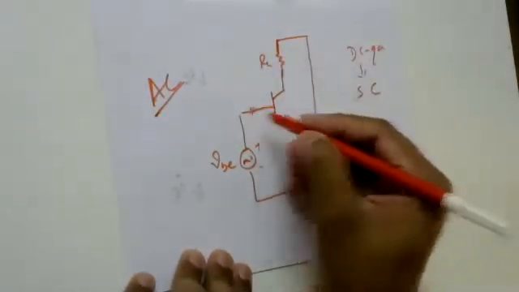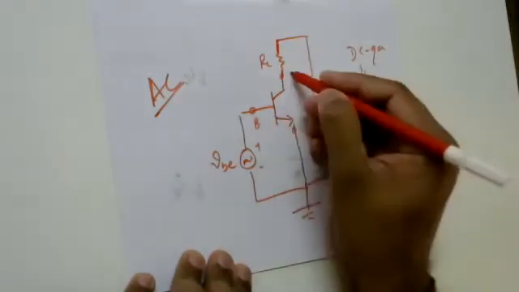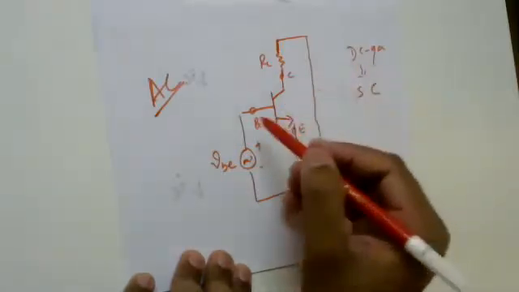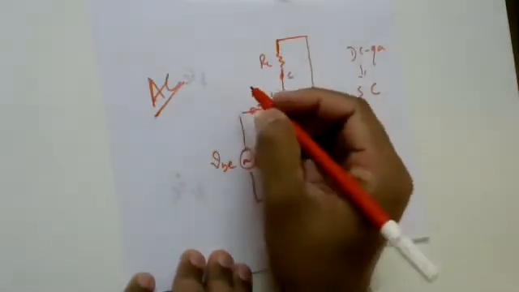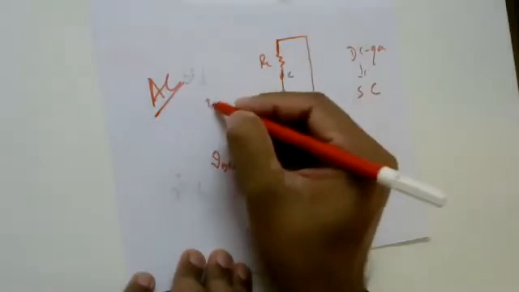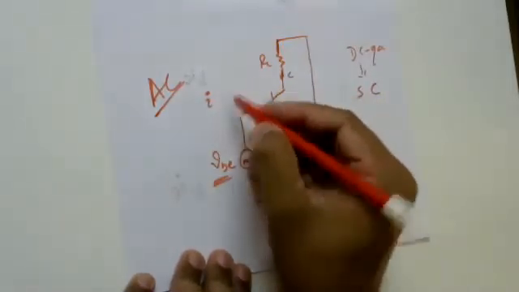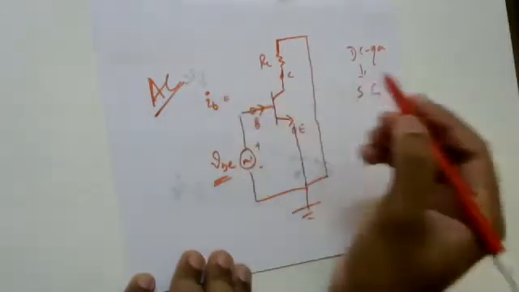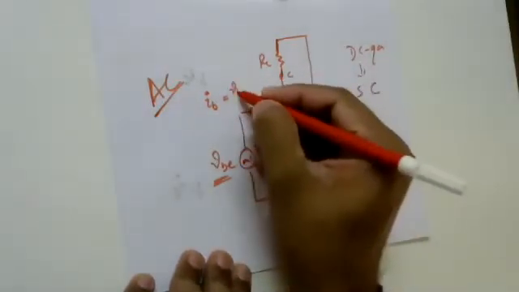Now, since you know that these are my three terminals of my transistor, the base, collector, and emitter, the current that flows through this base terminal, you call this IB. You need to understand you are having only AC quantity, so you should be able to write this as a small ib, which is given by vbe divided by r pi.